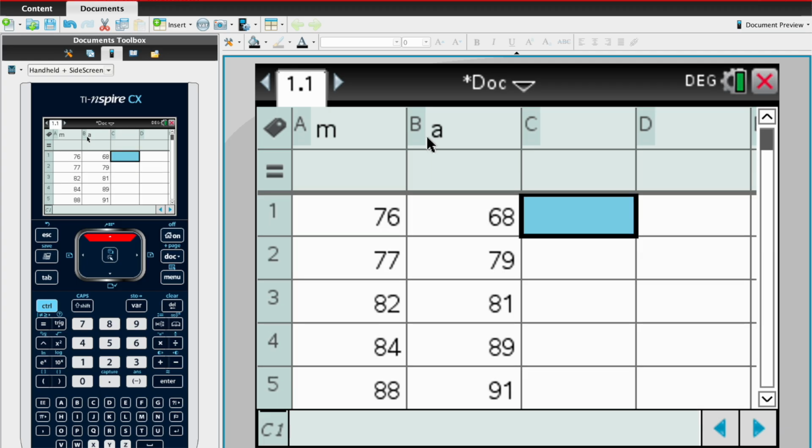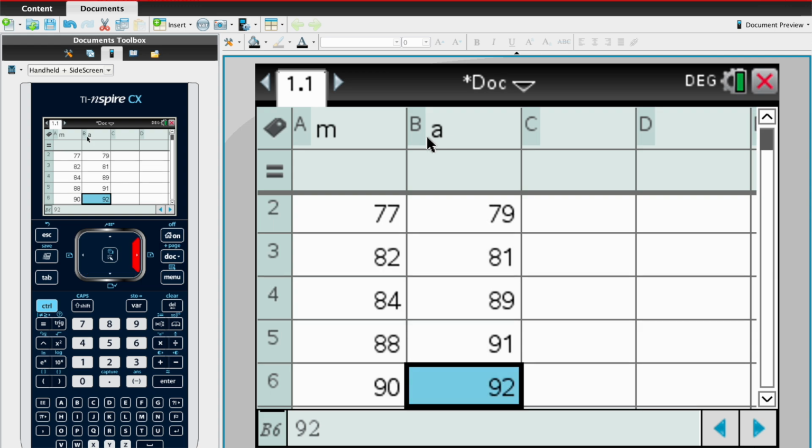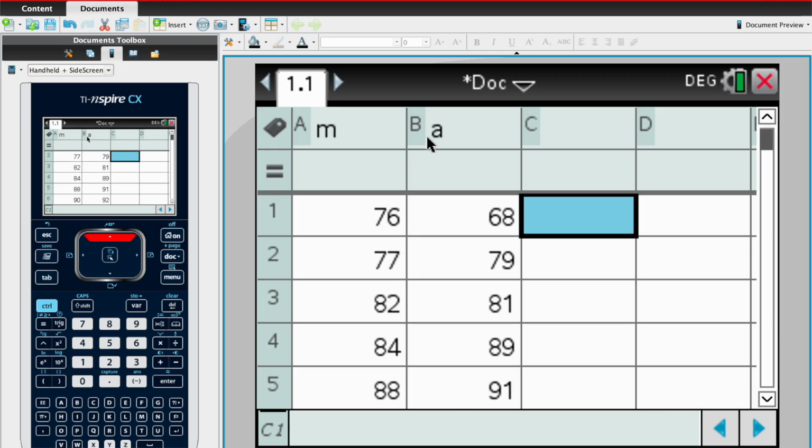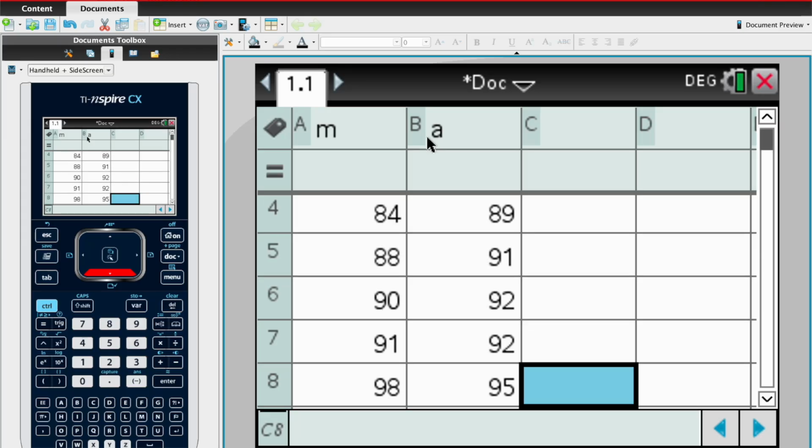I think it's sometimes a good idea, because it would be an unfortunate way to lose marks, going through these on a test as well. 90, 91, 98, and then just really quick here, 79, 81, 89. Okay, let's run a t-test.